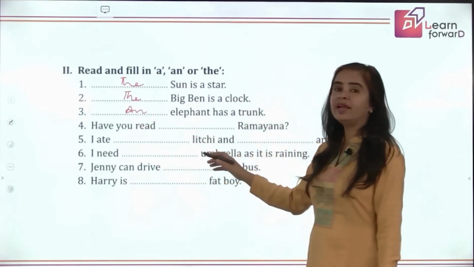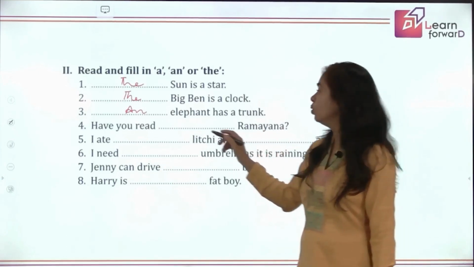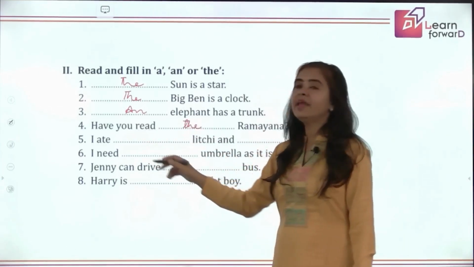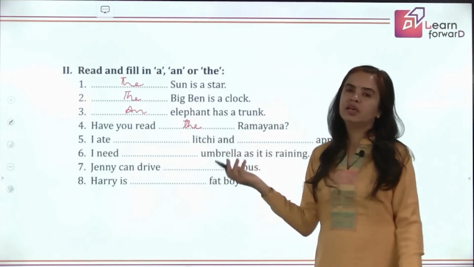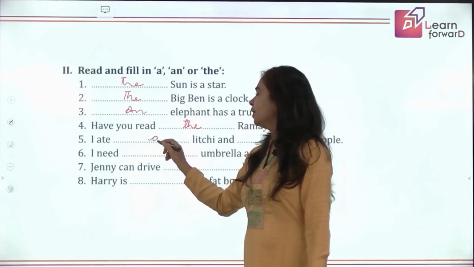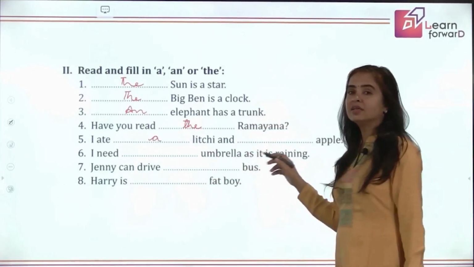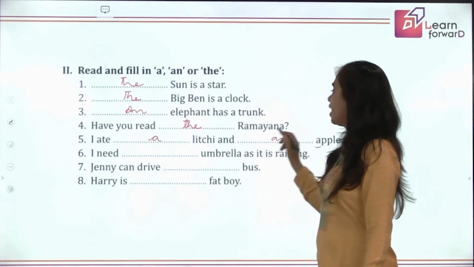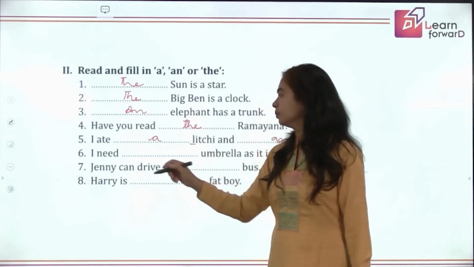Have you read Ramayana? Ramayana is a holy book. So we'll be using the here. I ate lychee. It can be any lychee. So if I ate one, I'll say I ate a lychee. And apple is the vowel sound here. So I'll say an apple, and here it was a consonant sound.